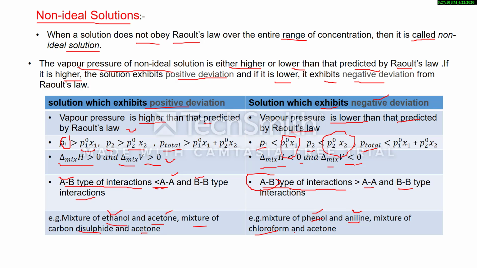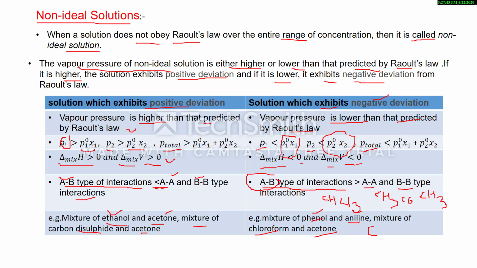And another example is chloroform and acetone. When they are mixed, hydrogen bonds are formed. Chloroform's formula is CHCl3. And acetone, its formula is CH3COCH3. When we mix them, then between chloroform and acetone, a hydrogen bond will form.